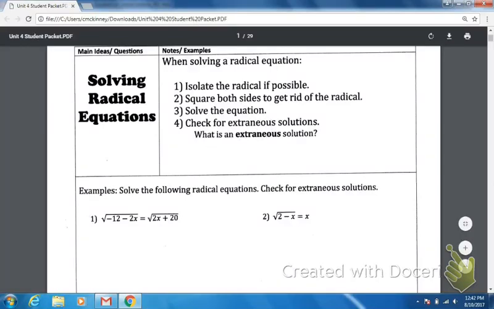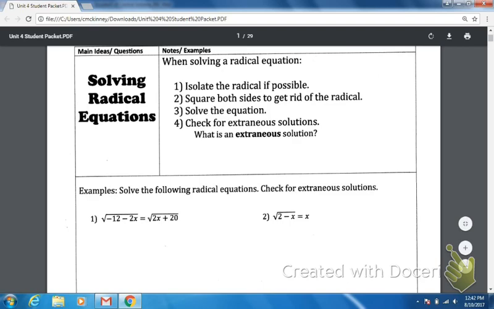Okay, so we're going to call this 4.1. This is the first lesson in Unit 4. This will not be on your test Monday. Your test Monday is on Unit 3.